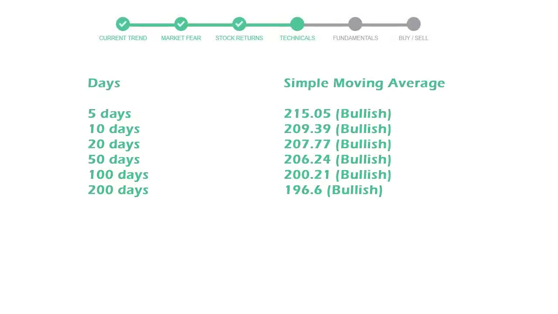Moving average indicates what could be the next footprint of the stock price in the near future. The 5-day average is 215 with a bullish indication. The 10-day is 209 with a bullish indication. The 20-day average is 207, which is a bullish signal.